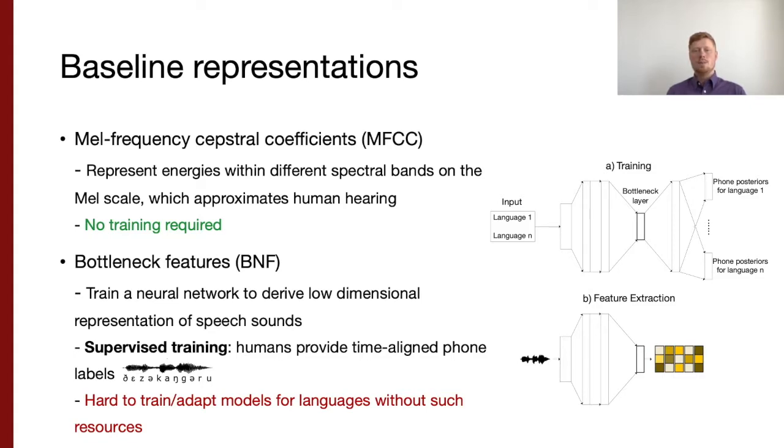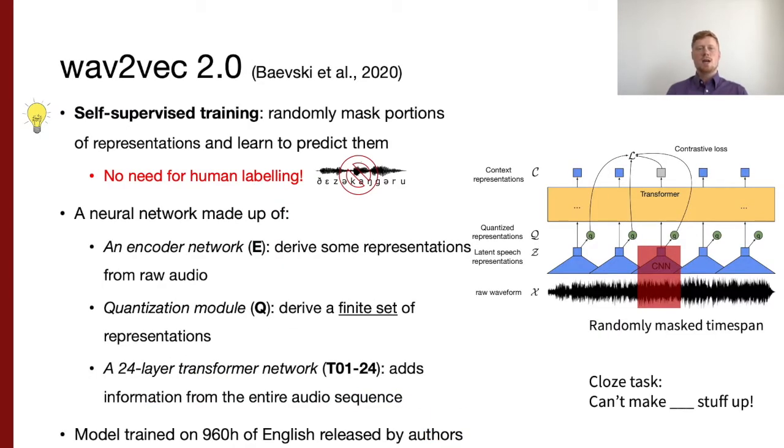However, time-aligned phone labels are needed to train such models, and creating such labels is time-consuming and costly. These trained models are also hard to adapt for languages that do not have such resources available. For models that use self-supervised training, like Wave2Vec 2.0, labeled data is no longer necessary. So instead of having humans first label the speech signal and then have a neural network learn to predict those labels, in Wave2Vec 2.0, portions of the speech signal are randomly masked, and the model learns to derive representations that are useful for reconstructing those masked parts.